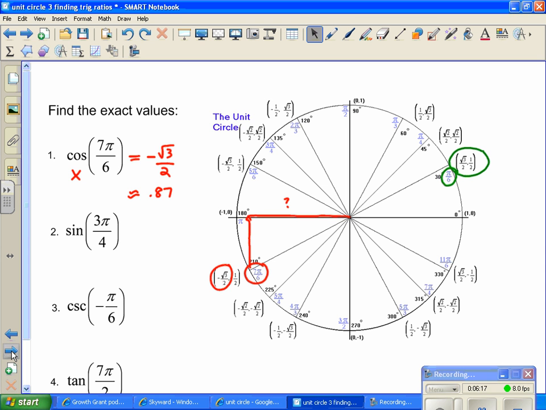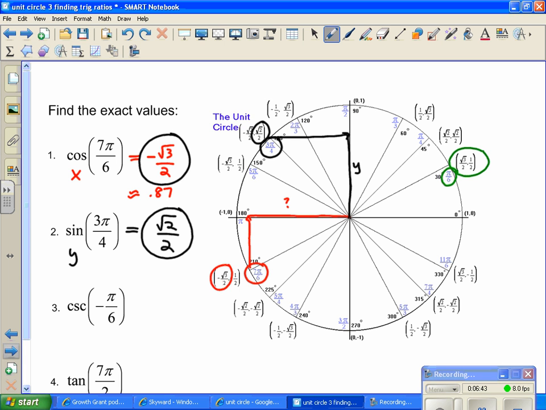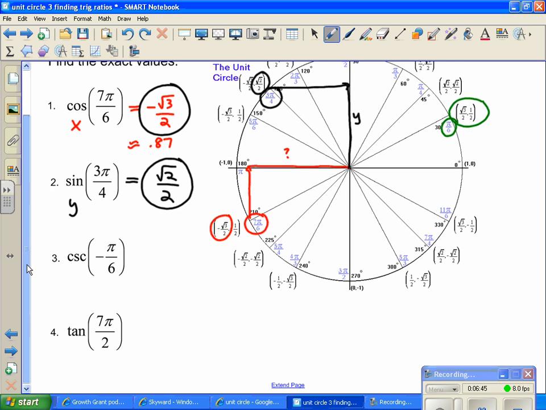Okay. Now let's do the sine of 3 pi over 4. 3 pi over 4 is located in quadrant 2. It's right here. Sine is the y value, so I'm going to find the y value in that ordered pair, which corresponds to the distance on the y-axis. And that value is going to be positive square root of 2 over 2. Okay. Now let's try a couple of others.